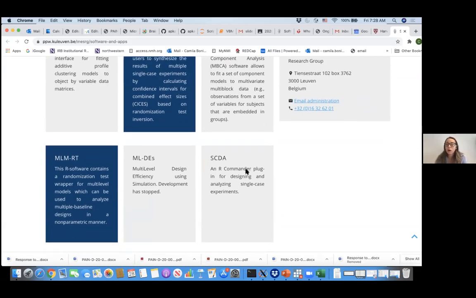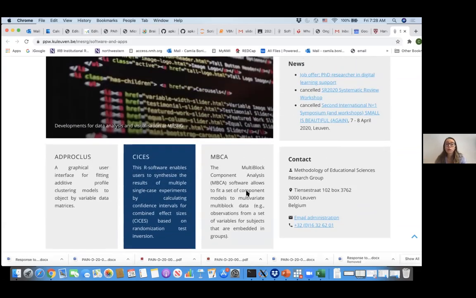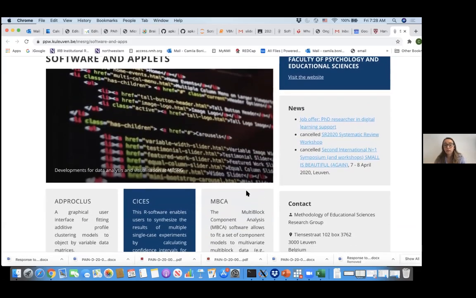This one is another package that also helps you to do single case experiments here, and is online, all available. It's for free. You can go in the website and download and explore.